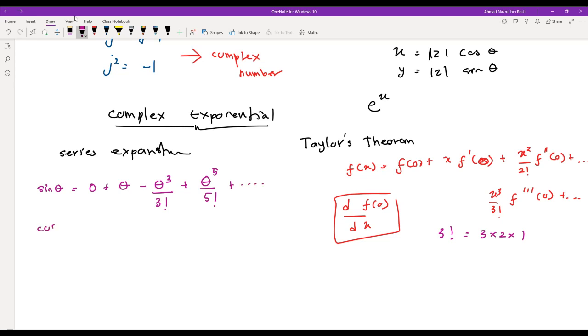Next will be cos theta. For the cosine it is equal to 1 minus theta 2 over 2 factorial plus theta 4 over 4 factorial plus.